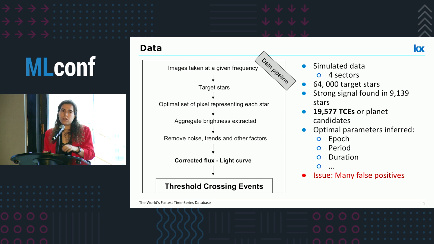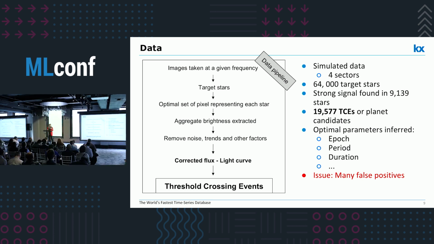And in these 4 sectors, we had 64,000 target stars. A signal of a planet, or something that could be a planet, was found in 9,000, and in these 9,000 they detected nearly 10,000 planet candidates, because some of the stars could host more than one planet, like the solar system. And then they also found some of the features of the planet. So, for example, the period of the planet, the epoch, the duration, and all these kinds of things.